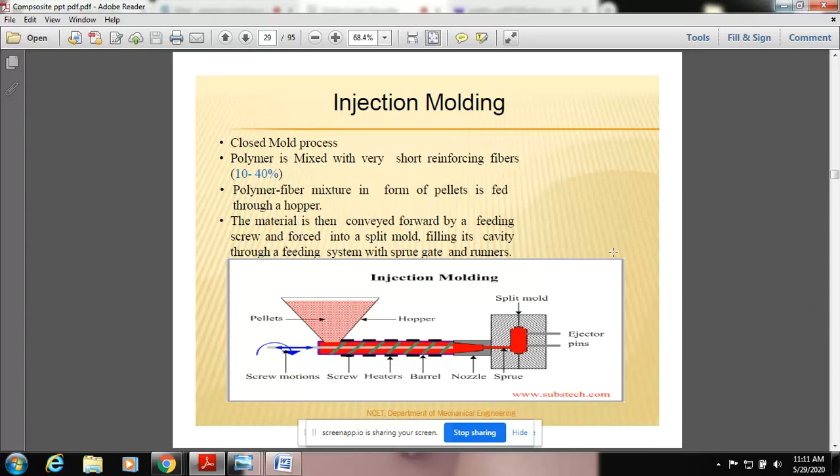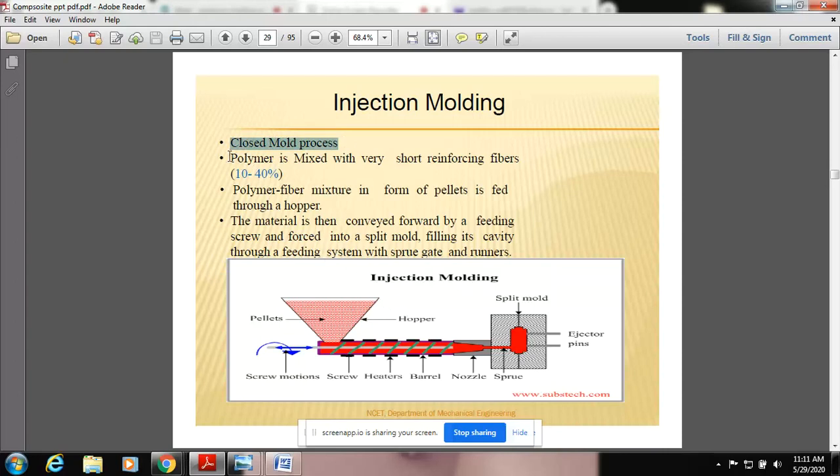The name injection itself tells us that we are injecting something, just like a syringe injects. We are going to inject something into the cavity so that we get the desirable shape of a composite material. This injection molding process is a closed process, whereas the lab we discussed earlier is an open one. This is a closed process.